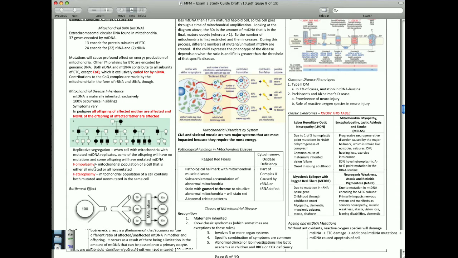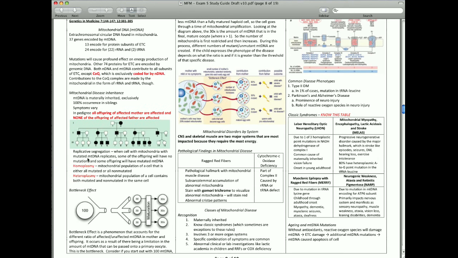Let's consider the mitochondrial population in a cell. Homoplasmy is whenever all of the mitochondrial DNA is either mutated or all of it is not mutated. It's all the same. Heteroplasmy is whenever there's a combination of mutation and non-mutation.